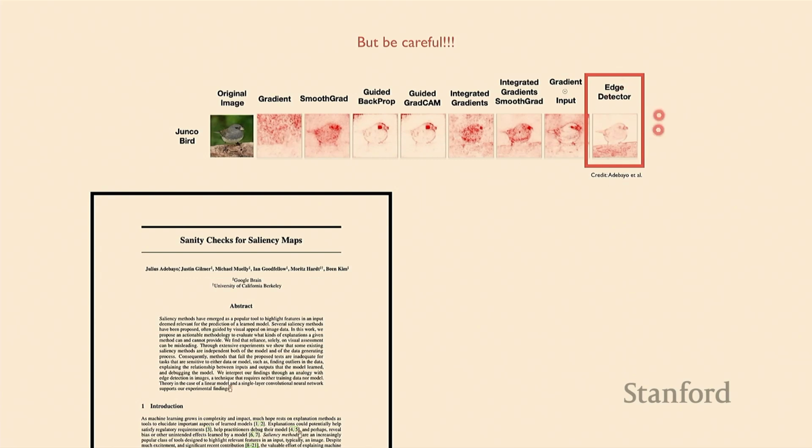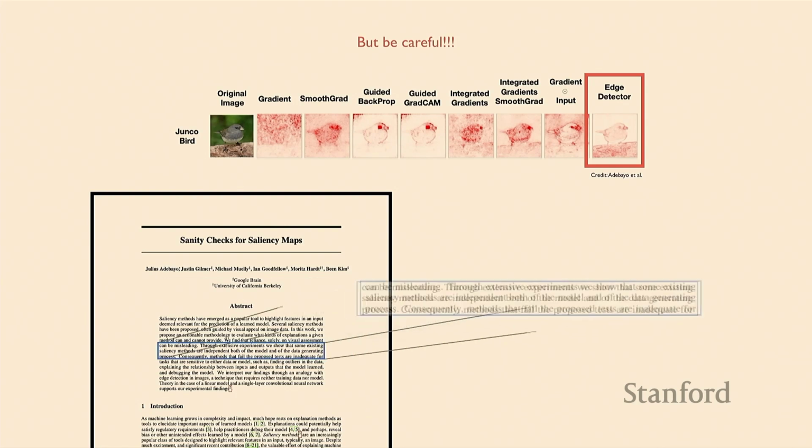It turns out though, if you ignore the model you're trying to explain completely, and you just put the image through an edge detector, you get this image on the right, which looks like all the explanations that we saw before. And that's not so good, right? We don't want the explanation of the model to not depend on the model that we're trying to explain. That's not a good thing.